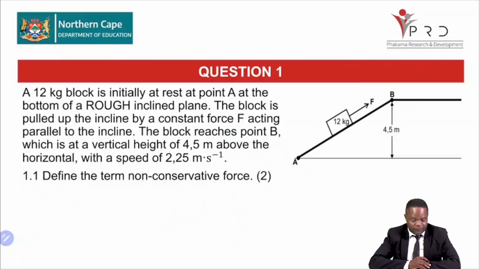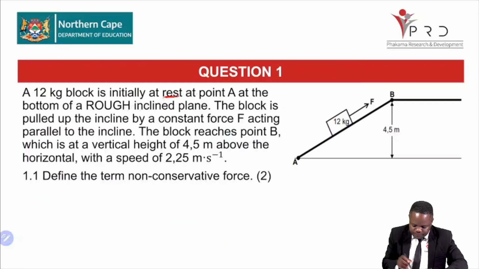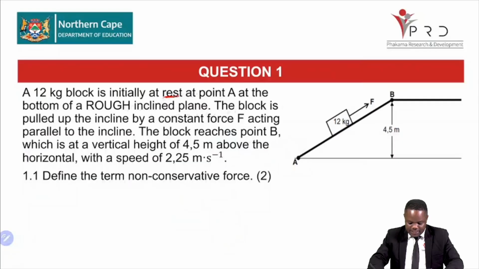We have a 12 kilogram block, you can see it there, which is initially at rest at point A, at the bottom of a rough inclined plane. Now the block is pulled up the incline by a constant force F acting parallel to the incline. Now the block reaches point B, which is at a vertical height of 4.5 meters above the horizontal, with a speed of 2.25 meters per second, right? So we're getting a lot of information there.